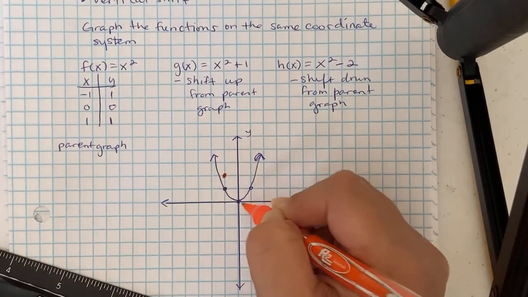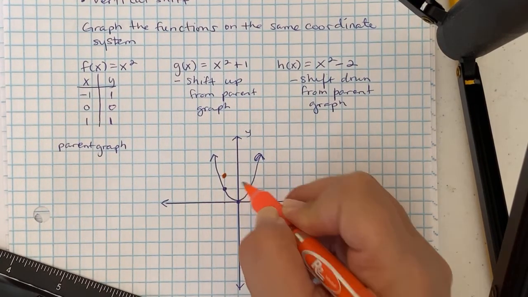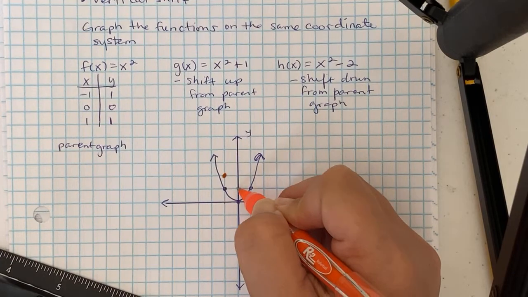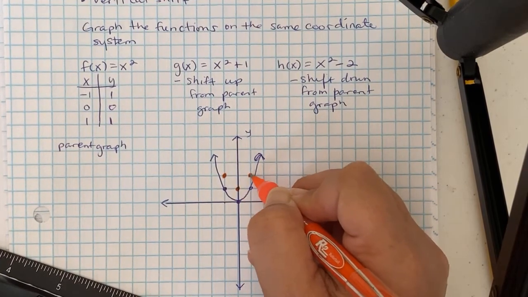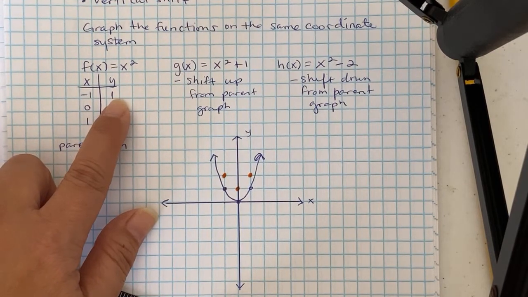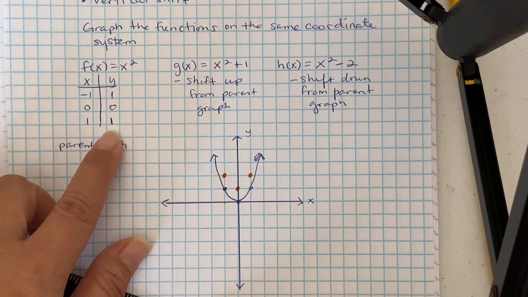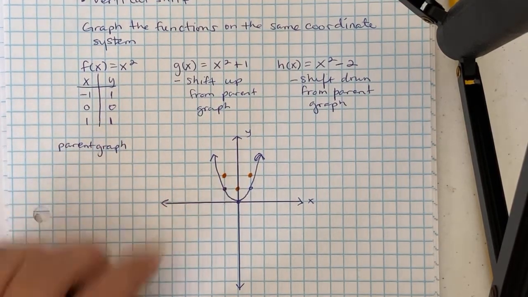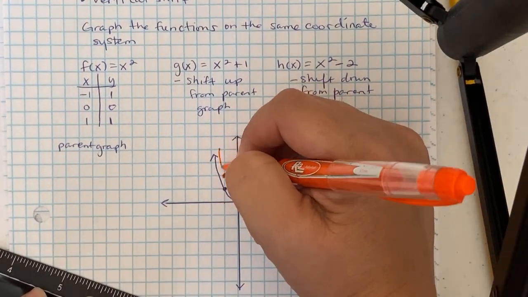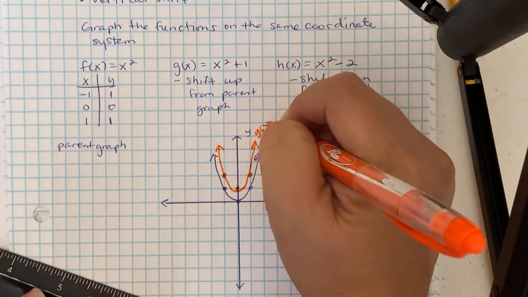So it's going to go up 1. This one is going to go up 1. We are just rising everything up 1 unit. The y value is what's changing. I'm adding 1 to the y value. So 1 plus 1 is a 2. 0 plus 1 is a 1. 1 plus 1 is a 2 again. So here are 3 points. And again, you draw your curved lines in, and that is your g of x.